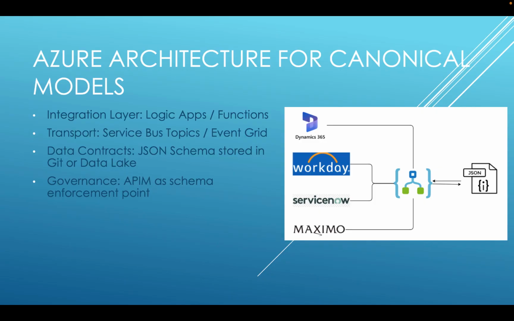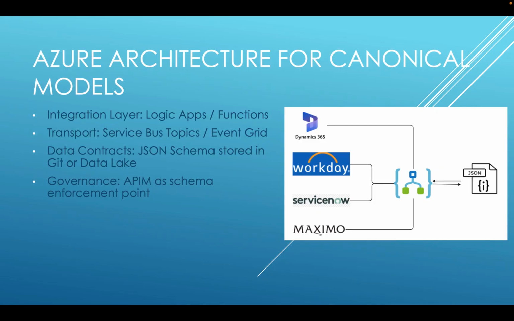Now you can see here that once we have the canonical model, we have one connection each, because JSON is sitting in a storage. From there we can pick the JSON file and transform it as per our need. So in Azure, the canonical model lives at the heart of your integration layer.